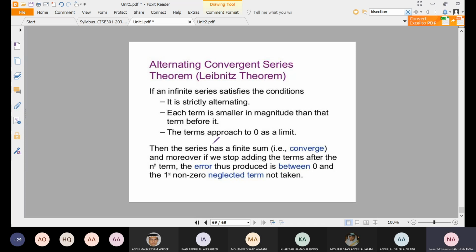Any question? This is the last thing in this unit number 1. Do you have any question?